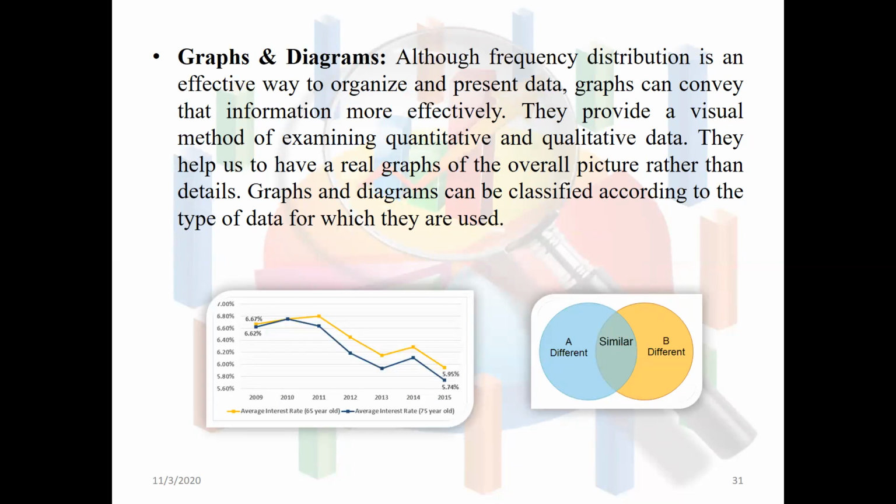Graphs and diagrams. Although frequency distribution is an effective way to organize and present data, graphs can convey that information more effectively. They provide a visual method of examining quantitative and qualitative data. They help us to have a real picture of the overall picture rather than details. Graphs and diagrams can be classified according to the type of data for which they are used.